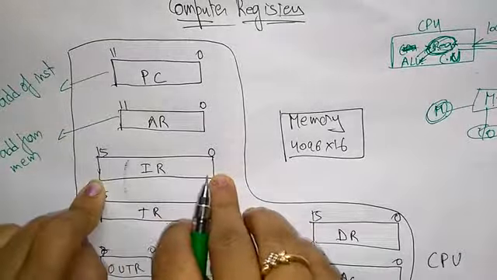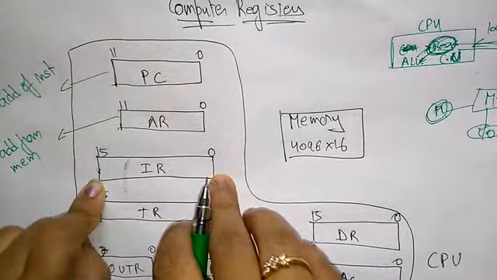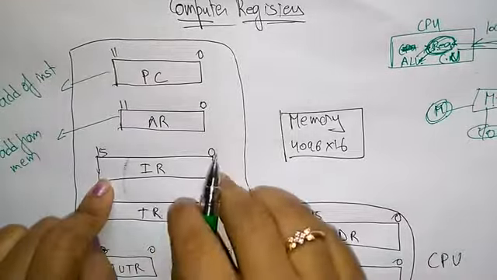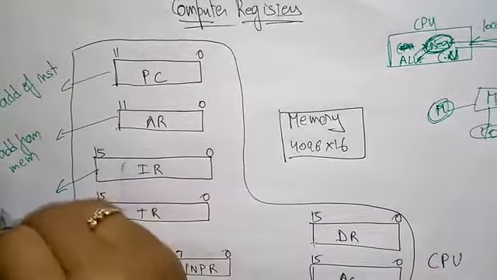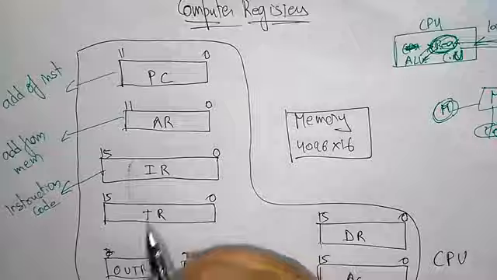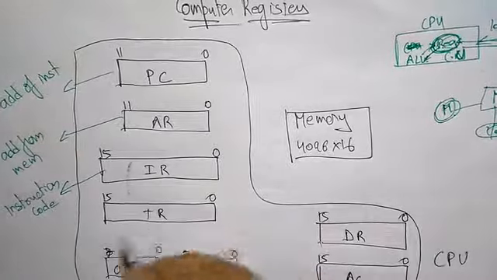Now coming to IR. IR is the instruction register. The instruction register is a 16-bit register. It is used to hold instruction codes. Some code will be there for each instruction, for add, subtraction, increment, decrement, for everything. For opcodes there should be a code, and that code will be stored in the instruction register. Next, TR. TR is the temporary register. It is a 16-bit register and it holds temporary data.